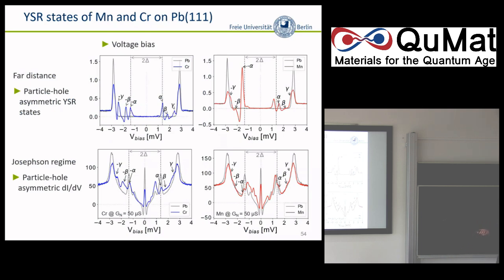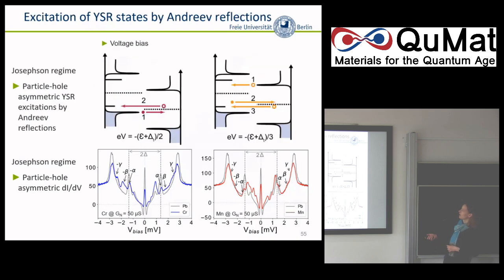Again, we see, of course, the zero bias peak, which is this Josephson peak. We see multiple Andreev reflections, with the reference spectrum in gray in the background. But you also see additional peaks. And this is an excitation of the Yu-Shiba-Rusinov states by an Andreev reflection. And you see it also highly asymmetric, because by this you probe again the weight of your Yu-Shiba-Rusinov state.